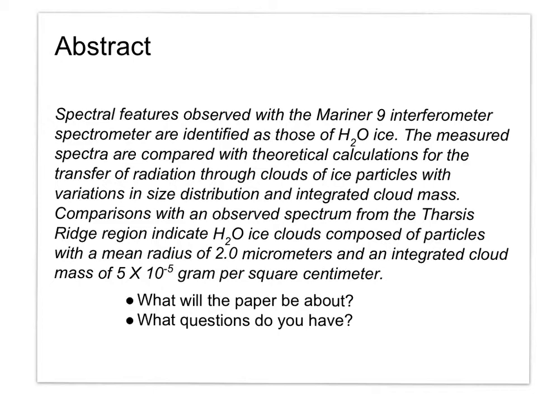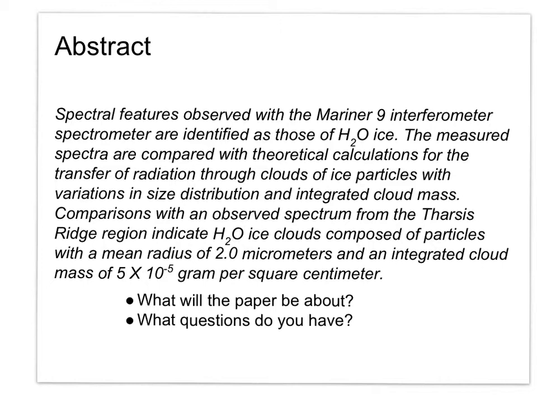So spectral features observed with the Mariner 9 interferometer spectrometer are identified as those of water ice. The measured spectra are compared with theoretical calculations for the transfer of radiation through clouds of ice particles with variations in size distribution and integrated cloud mass. Comparisons with an observed spectrum from the Tharsis Ridge region indicate water ice clouds composed of particles with a mean radius of 2 micrometers and an integrated cloud mass of 5 times 10 to the minus 5th gram per square centimeter. It's a mouthful probably for most of you, but what do you think the study's about?